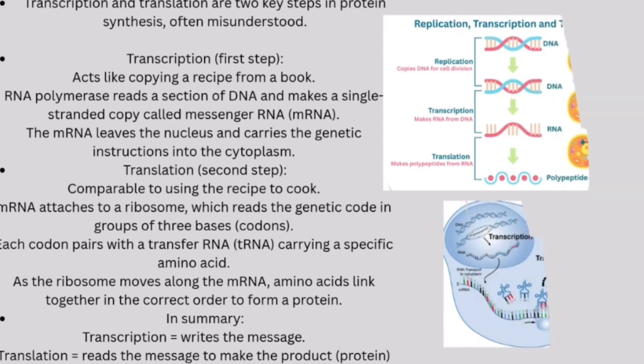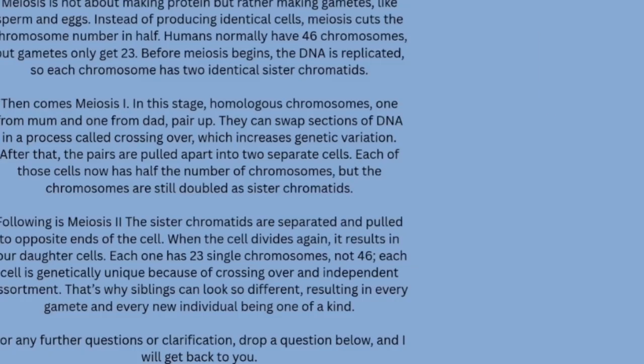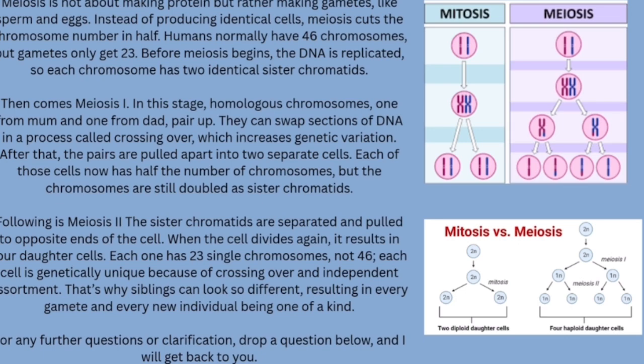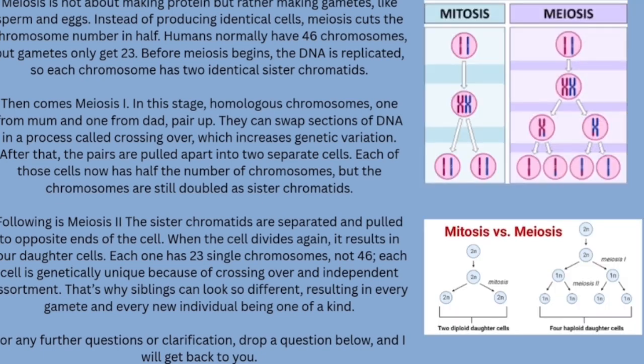Meiosis is not about making protein, but rather making gametes like sperm and eggs. Instead of producing identical cells, meiosis cuts the chromosome number in half. Humans normally have 46 chromosomes, but gametes only get 23. Before meiosis begins, the DNA is replicated, so each chromosome has 2 identical sister chromatids.